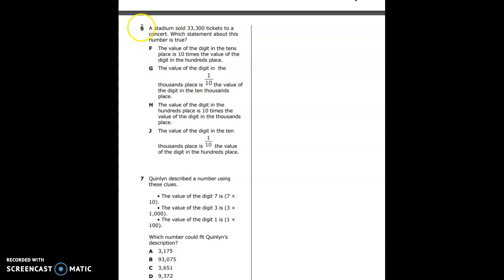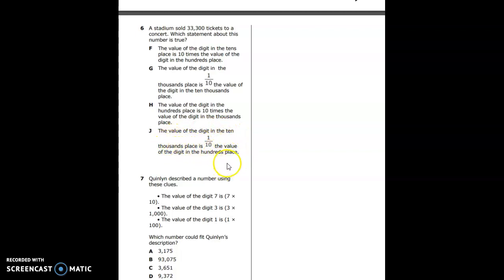Number 6. A stadium sold 33,300 tickets to a concert. Which statement about this number is true? F. The value of the digit in the tens place is 10 times the value of the digit in the hundreds place. G. The value of the digit in the thousands place is 1/10 the value of the digit in the 10,000s place. H. The value of the digit in the hundreds place is 10 times the value of the digit in the thousands place. Or J. The value of the digit in the 10,000s place is 1/10 the value of the digit in the hundreds place.